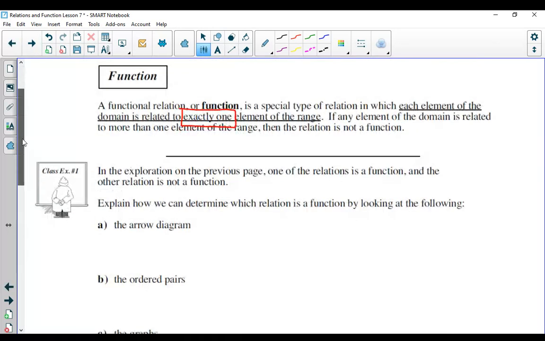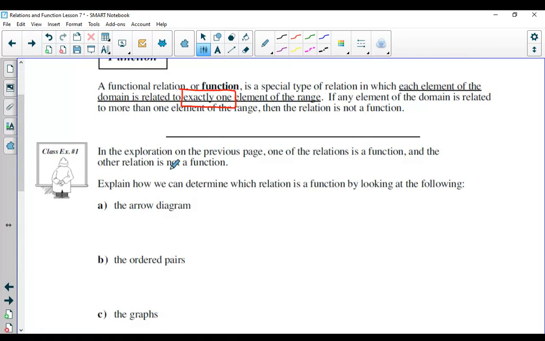Back to the second page. Example 1: in the exploration on the previous page, one of the relations is a function and the other one is not. We already identified that. Explain how we can determine which relation is a function by looking at the following. Part A says, if we look at the arrow diagram, how do we know whether we're looking at a function or not? Well, I kind of already clarified that.